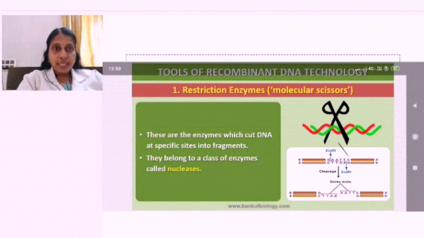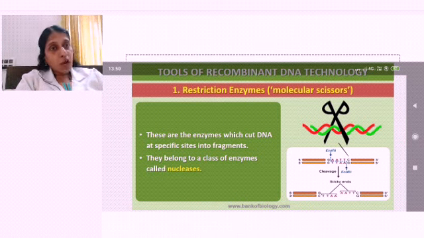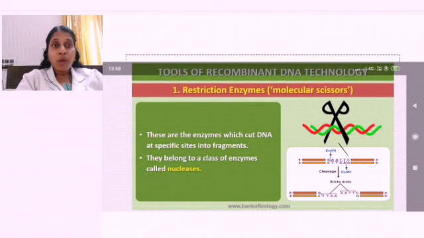Last time I gave an introduction about our DNA technology. For the tools for recombinant DNA technology, we listed 5 tools. Out of that, one of the tools was what? Restriction enzyme, isn't it? DNA polymerase, ligases, vector, host, and other ones. Now we are going to discuss restriction enzyme in detail. Along with that, we will also discuss one more topic, agarose gel electrophoresis. These are the 2 topics that we are going to deal with today.